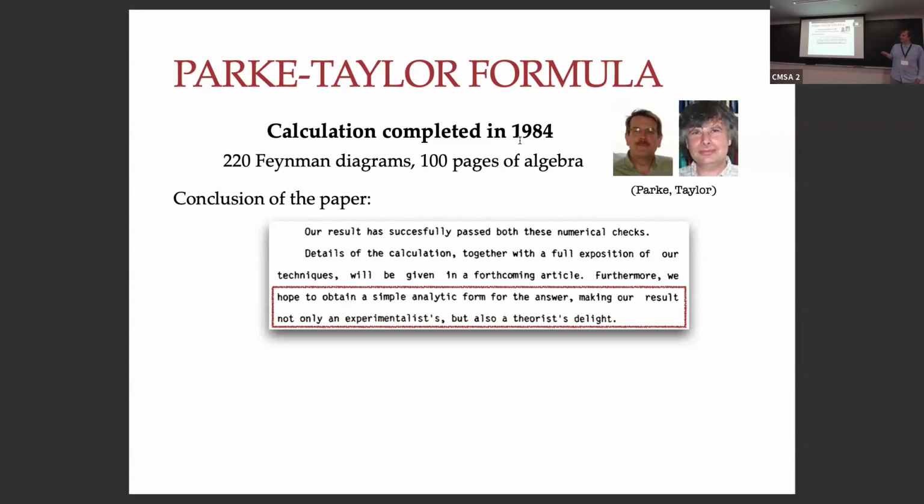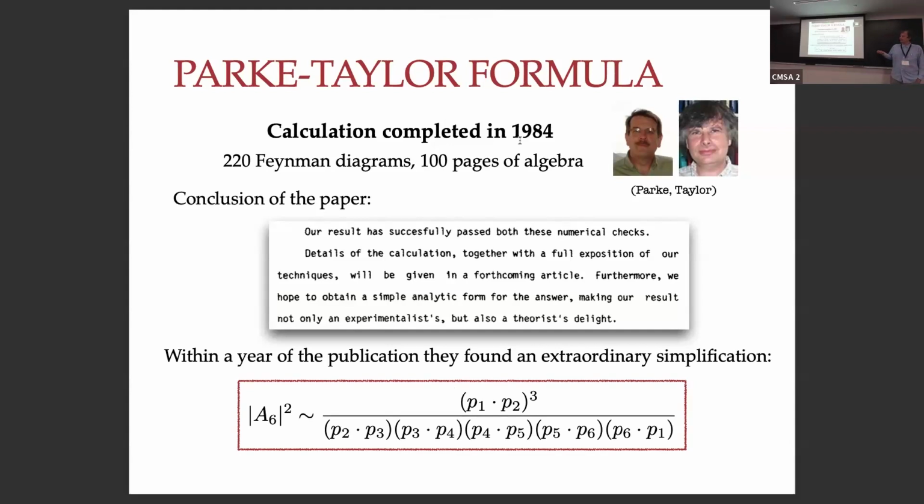And indeed, within a year, they realized that these 100 pages of algebra can be rewritten into a single-line formula. So this was a first evidence that there is something special about these scattering amplitudes, which is invisible in the standard methods of Feynman diagrams, and there are huge simplifications. Okay, and this is the Parke-Taylor formula written in terms of momenta, but this is for the square of the amplitude. Nowadays, we write it in terms of other variables, so you might have seen this formula written in a different form, but the structure is the same.